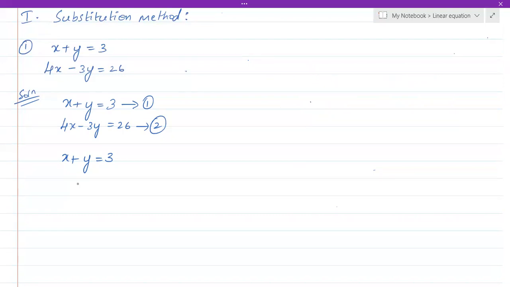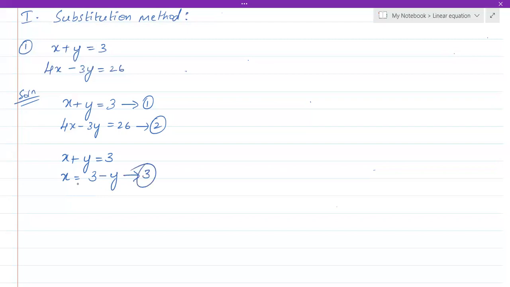So here I'm going to solve for x, meaning I'm going to keep x. I don't need this positive y, so send it to the RHS. 3 is already in the RHS. So this positive y comes to the other side and will become negative y. Plus y will become minus y. This is our equation 3: x equals 3 minus y.